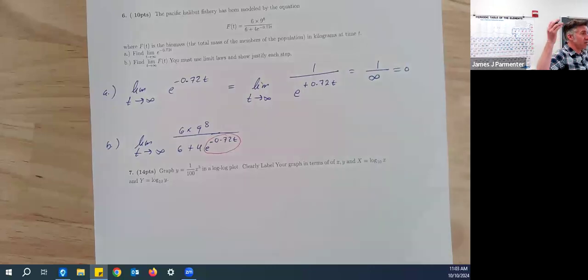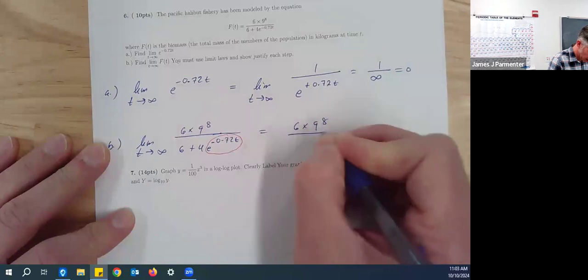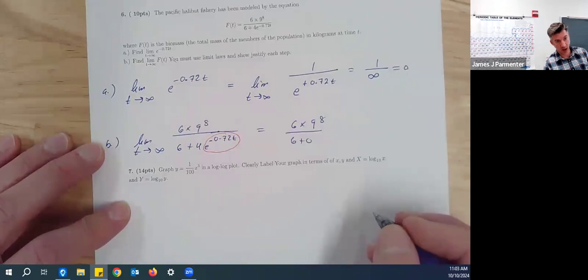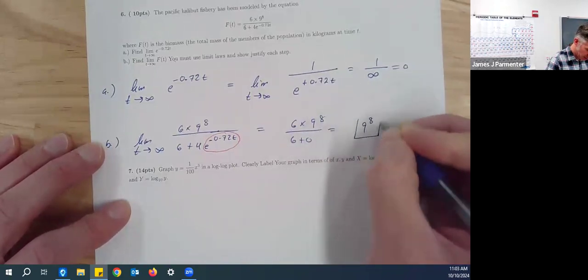T doing whatever it's doing doesn't affect what 6 times 9 to the 8th is. It's still 6 times 9 to the 8th. So we're going to get 6 times 9 to the 8th divided by 6 plus 0. 6 plus 0 is 6. 6 divided by 6 is 1. So we get just 9 to the 8th power.